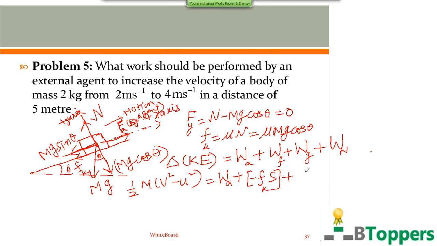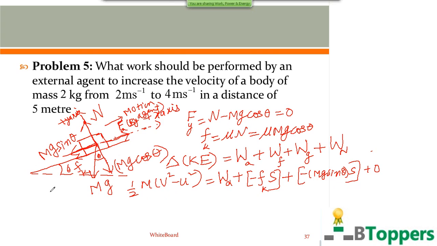So the work done by the gravitational force on the body can be written as, because the component mg sin theta acts opposite to displacement, minus mg sin theta into S. Work done by the normal reaction on the body is 0.